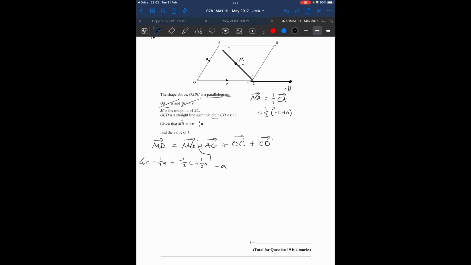Minus a. OC is just plus c. And then CD is this new bit that I don't know, which could be quite useful probably. Okay, let's try and simplify this a little bit. So half a minus a is just minus a half a. Minus a half c plus c is just plus a half c. I've got 4c here. I've got minus a half a there. If I move the rest of this stuff to the other side, I should be able to find out what CD is on its own.